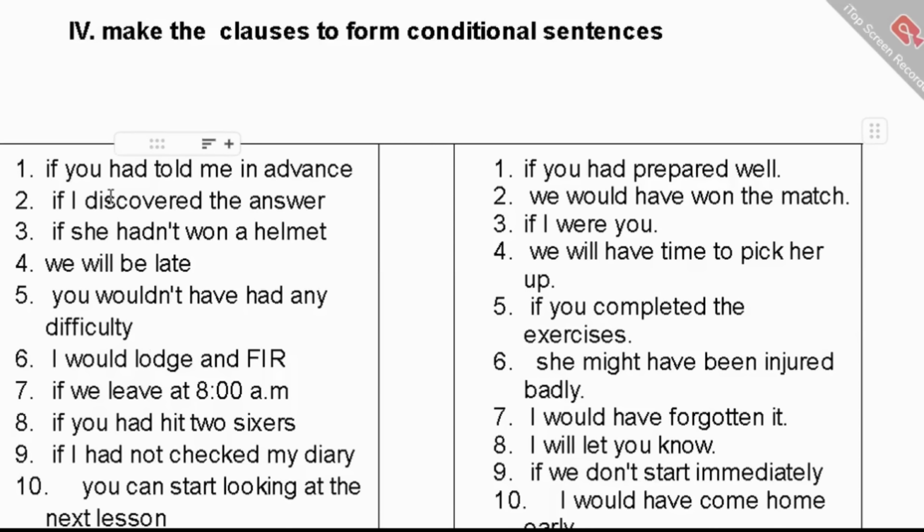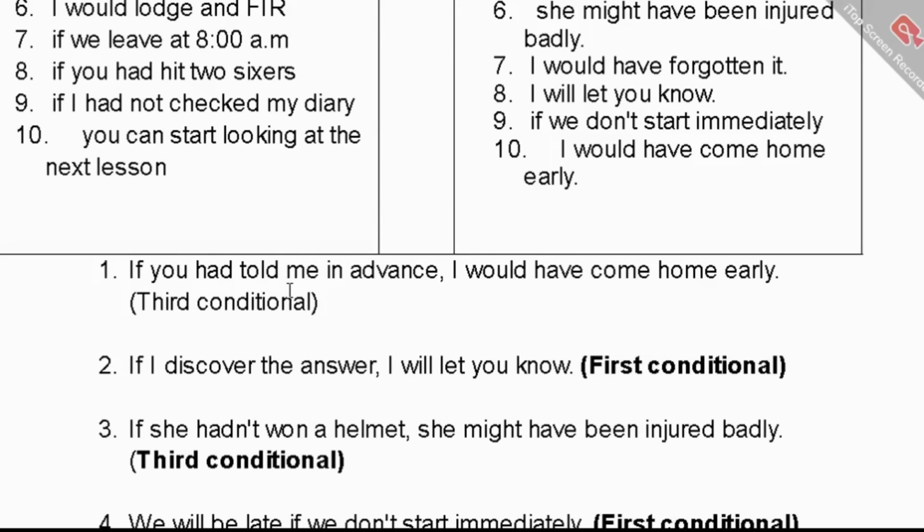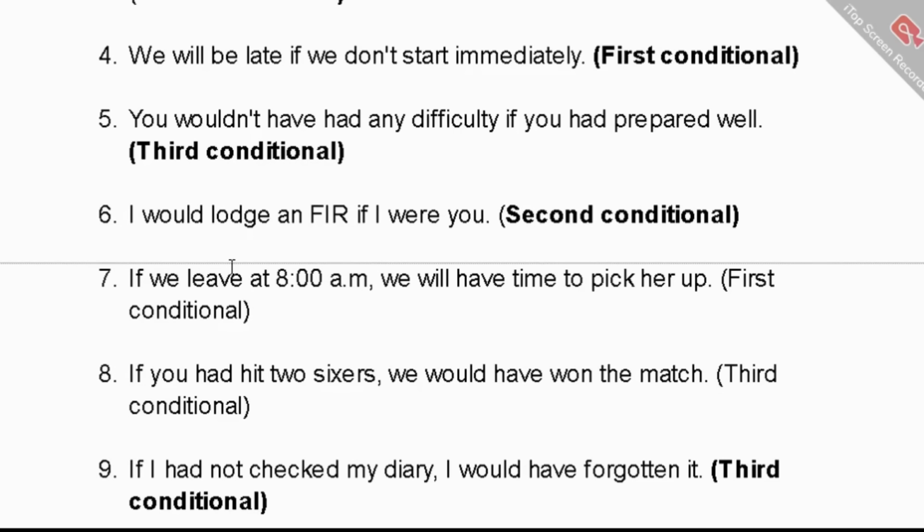Now let's see the next bit, the fourth bit. Make these clauses into conditional sentences. Here you simply need to match to make a suitable conditional. This bit you may not get in your exam. They just give you some jumbled words in a sentence and ask you to make a zero or first conditional, and they'll give you some sentences and direct you to change them to another conditional sentence. Here I have written the answers. You can take a screenshot of this. I have matched the possible clauses to make sentences.